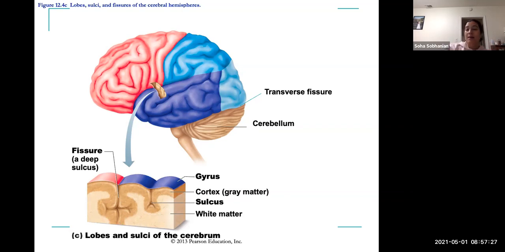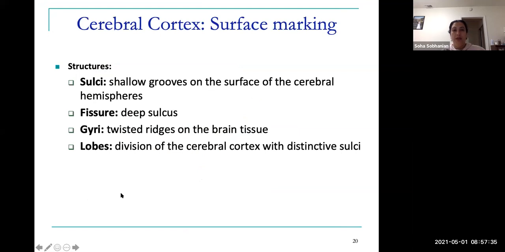Now, every time I have a sulcus or I have a fissure, you create these little bumps or patterns on the surface of your brain. So the twisted ridges that are forming on the surface of your brain because of the sulci are called gyri. And again, gyri is the plural version. If you're talking about a singular pattern, that's called a gyrus. So gyrus versus gyri.